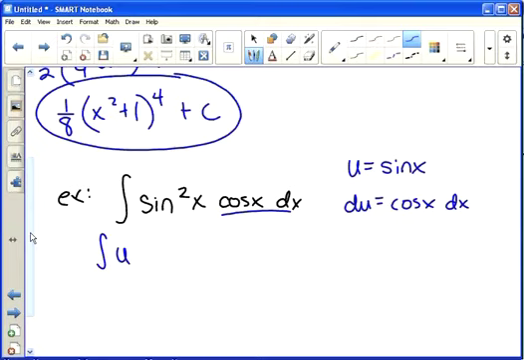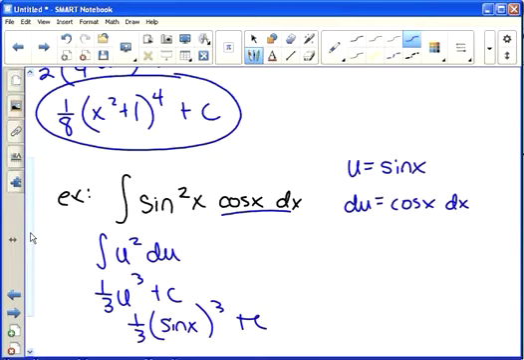Take the antiderivative, and then finally plug in sine of x back for u. You can leave it just like that, or you can rewrite it as 1/3 sine cubed x plus c. Both are equally valid. It's not a big deal either way. Just know that they're the same thing.